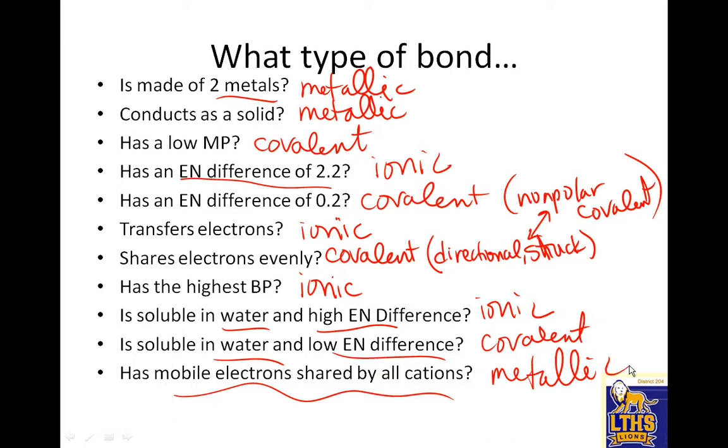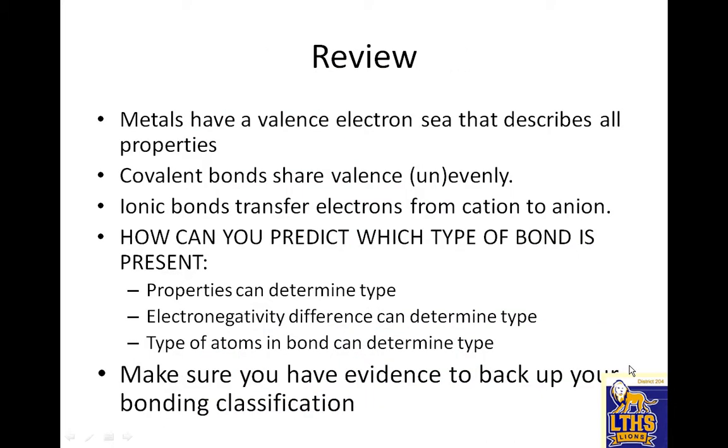All right, I'm done with this, and I think that was quick. Please make sure you can do all of these things just to review. Metals have valence electrons, a sea that describes their properties. Covalent is sharing electrons evenly and unevenly. Ionic bonds transfer electrons. And how can you predict which type of bond is present? Well, you need to know the properties, the electronegativity difference, and the types of atoms. Make sure you have evidence to back up your bonding.